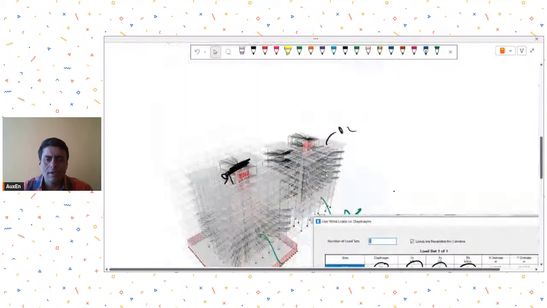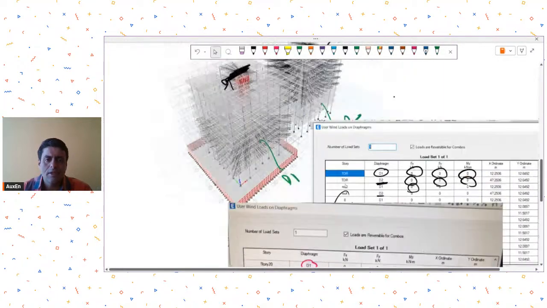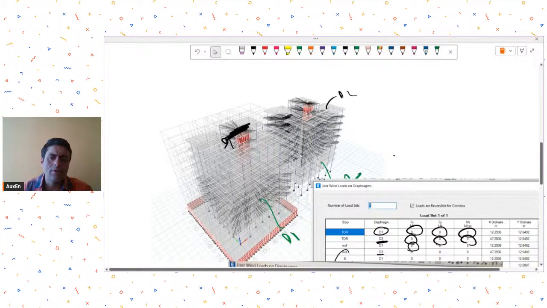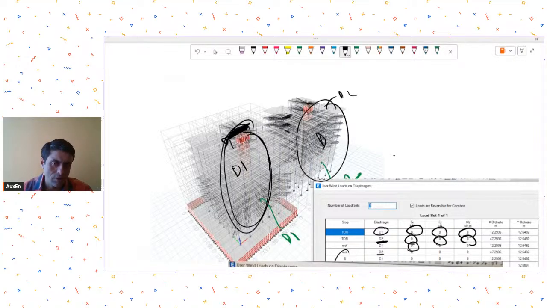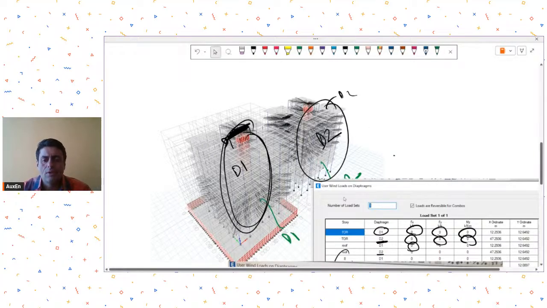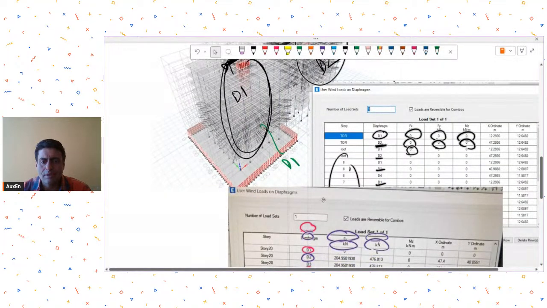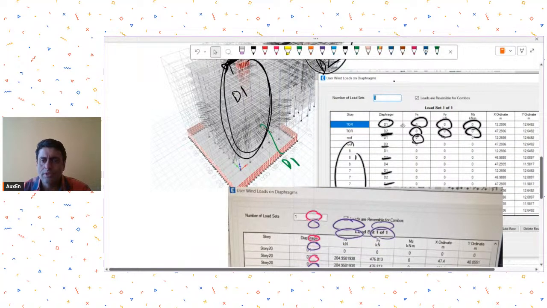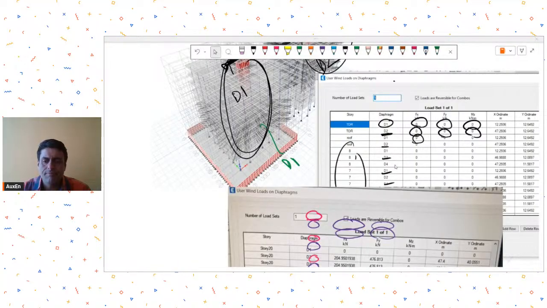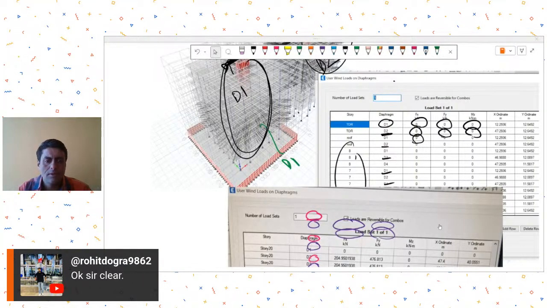Yeah, what you have done, I was also trying to explain the same thing. So assign diaphragms, and there is no need to assign different diaphragms to different floors in one tower. For all the floors in this tower you can just assign, let's say, the D1 diaphragm, and for all the floors in the other tower you can assign the D2 diaphragm. Then go to load patterns, and if you want to apply wind loads, go to wind loads, user loads, and you will get this type of option. Is it clear? Okay.